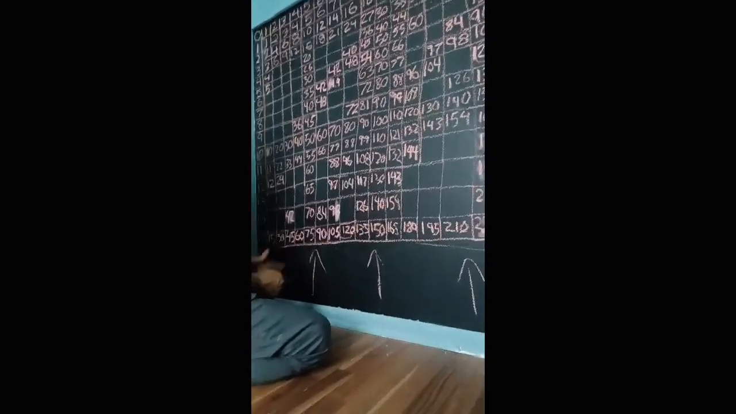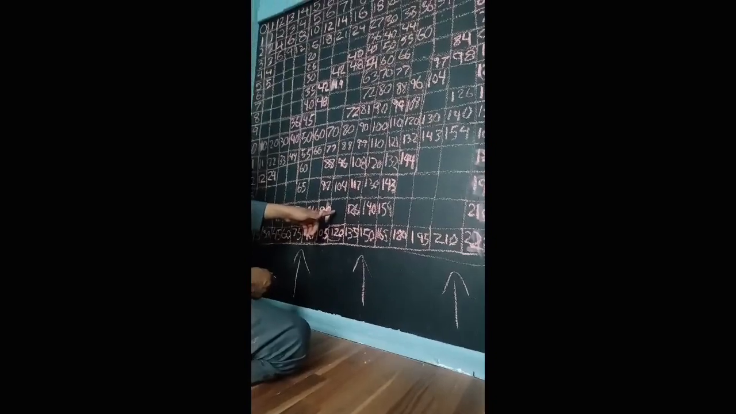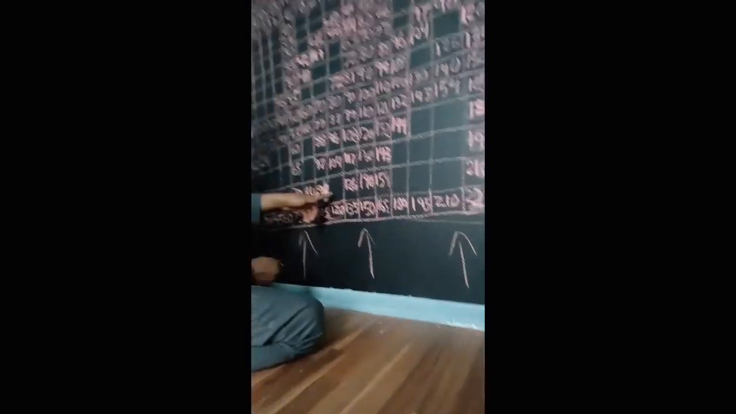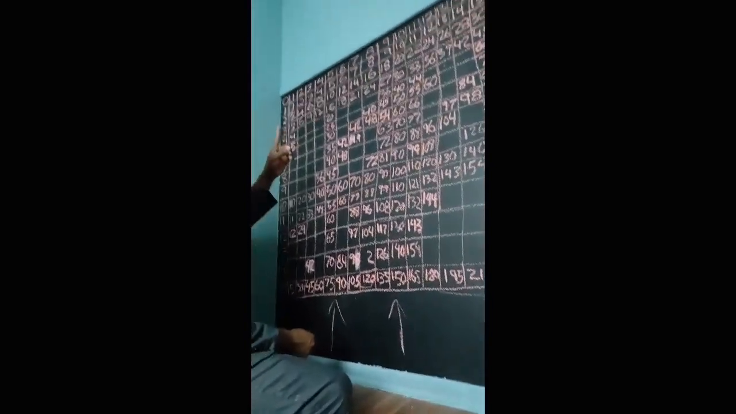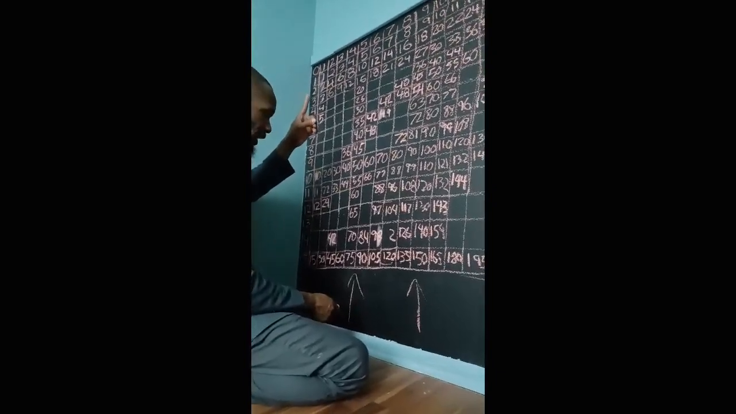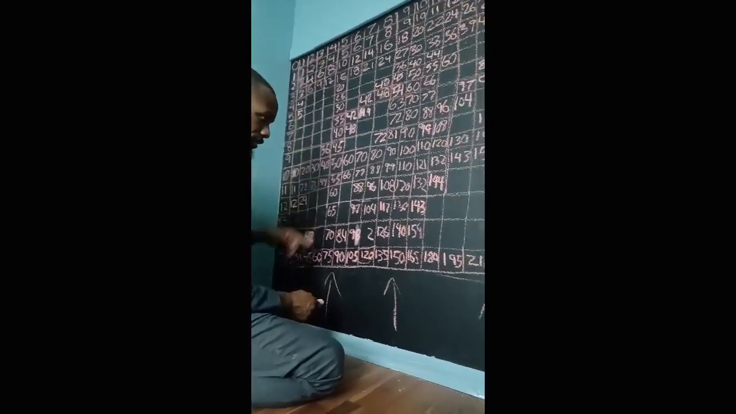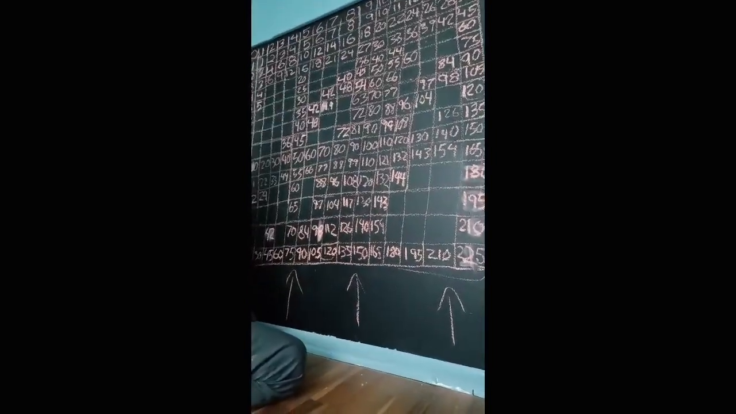Okay? What's this? 8 times 14. 8 times 4 is what? 32. It's going to be a 2. Carry the 3. That's a 1 over here. So 8 times 1 is 8. Plus the 3 is 11. Done.